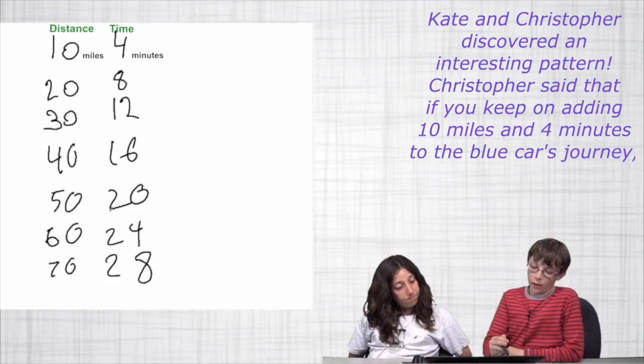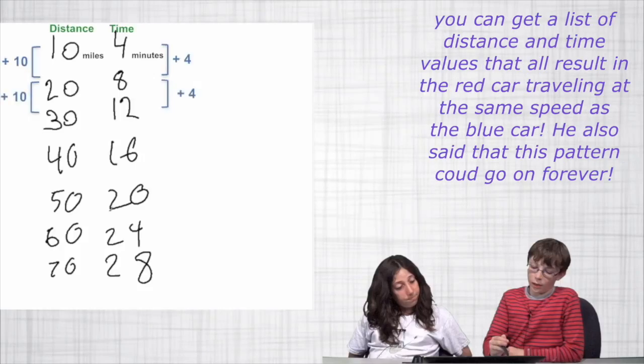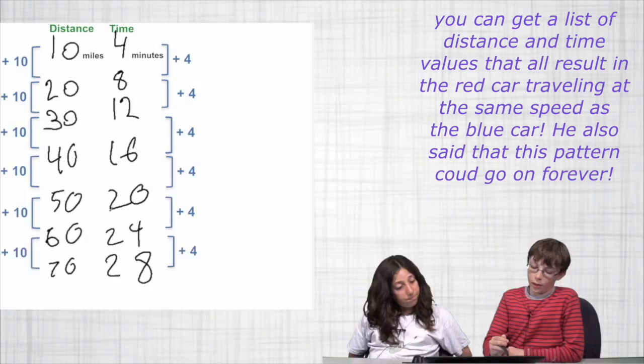Kate and Christopher discovered an interesting pattern. Christopher said that if you keep on adding 10 miles and 4 minutes to the blue car's journey, you can get a list of distance and time values that all result in the red car traveling at the same speed as the blue car. He also said that this pattern could go on forever.